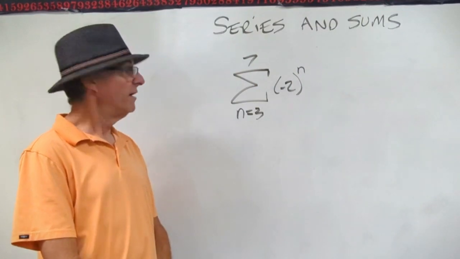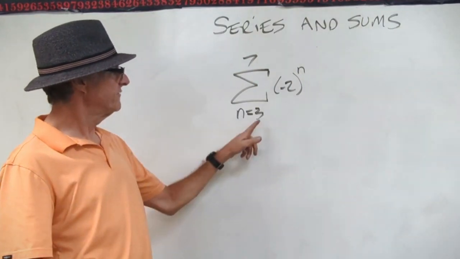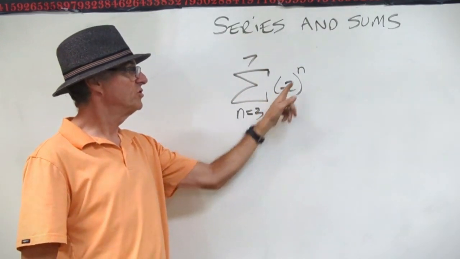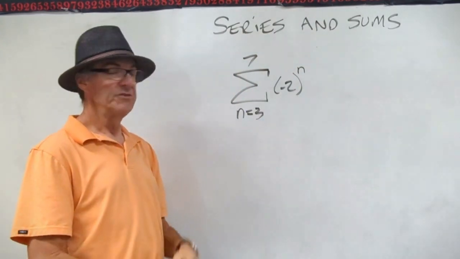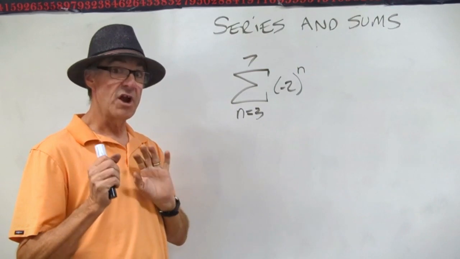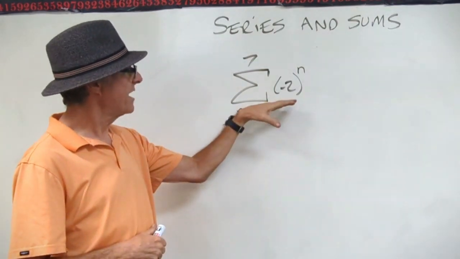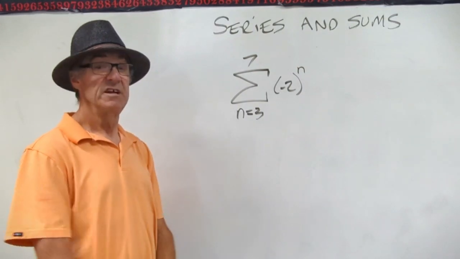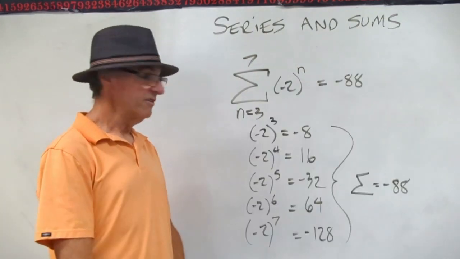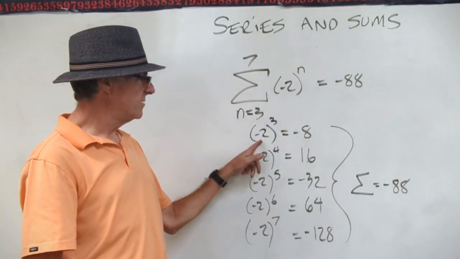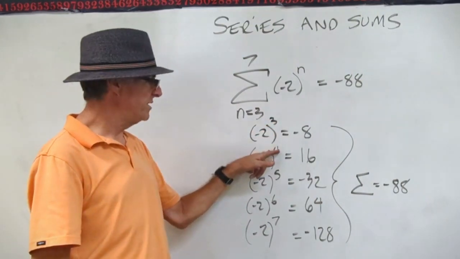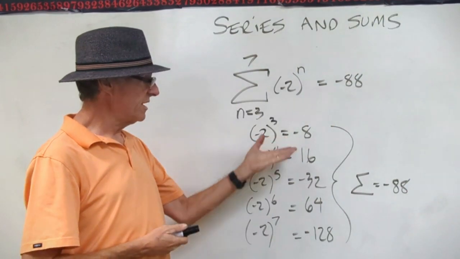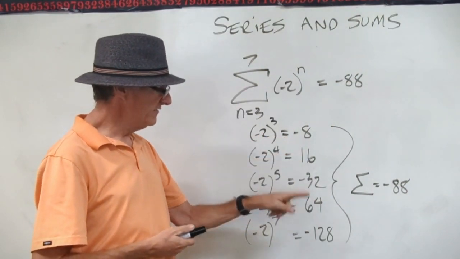All right, let's do one more. Check this one out. We're going from 3 to 7, and our function here is (-2)^n. So I think, given the examples we've done already, you should have a pretty good feeling about how this one's going to go, but I want you to pause the video and calculate the sum of this series. All right, so I've got a negative number, and I'm raising it to a bigger and bigger power each time, so I know that my terms are going to flip between negative and positive and negative and positive.